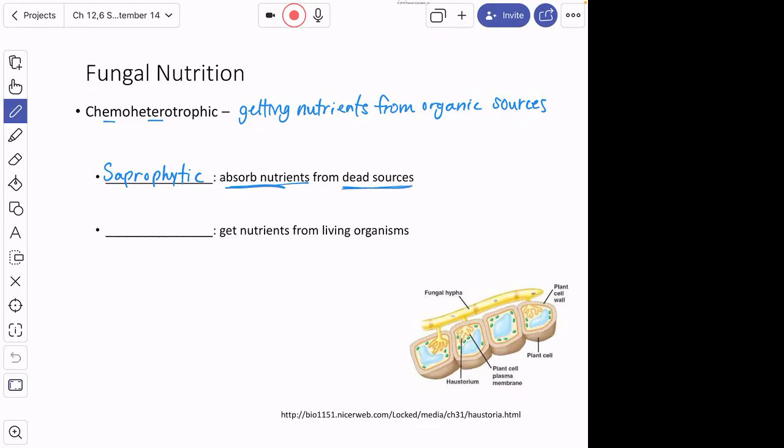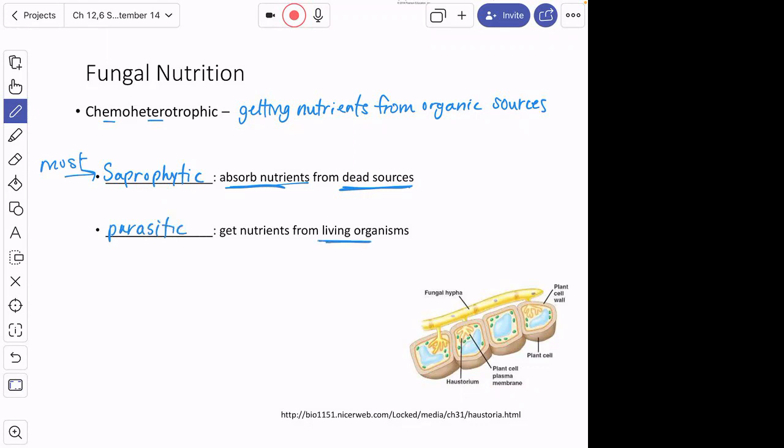Okay, so the filaments are pretty easy to absorb nutrients from dead cells, because when cells die, their cell wall starts to break apart, and so it's not super difficult to get nutrients out of that. Okay, so again, most fungi do this, all the decomposers, but there are some that are considered parasitic, and that means they can get their nutrients from living organisms.